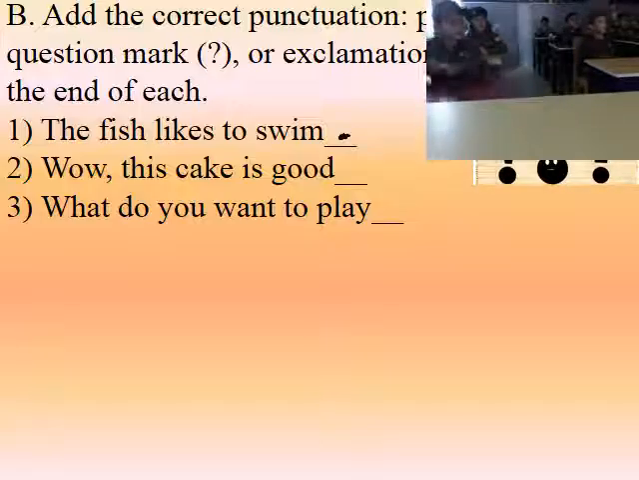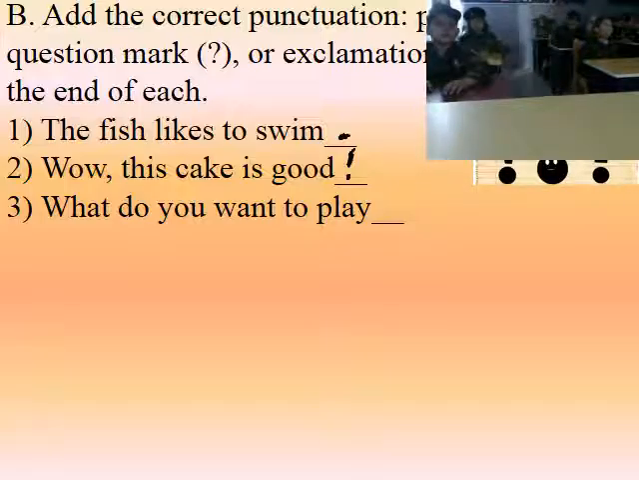Let's read the second sentence. Wow, this cake is good. Period, exclamation, or question mark? Who says exclamation? Raise your hand. It's an exclamation mark. Why? Because we're saying, wow, this cake is so good. It's amazing. We're exclaiming something.